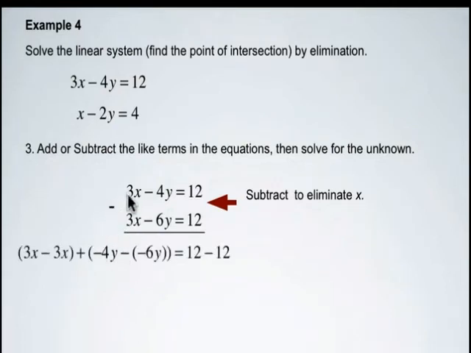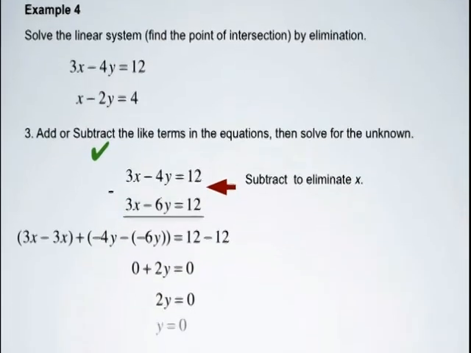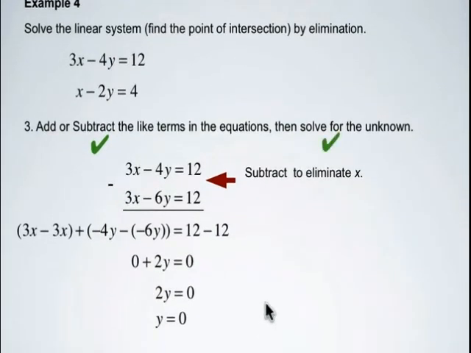And so when we do that, we get 3x minus 3x plus negative 4y minus negative 6y is equal to 12 minus 12. Well, 3x minus 3x is 0. Negative 4y minus negative 6y, remember we add the opposite, so this is the same as negative 4y plus 6y, is positive 2y, is equal to 12 minus 12, which is 0. So this simplifies to 2y is equal to 0, and divide by 2, so y is equal to 0.